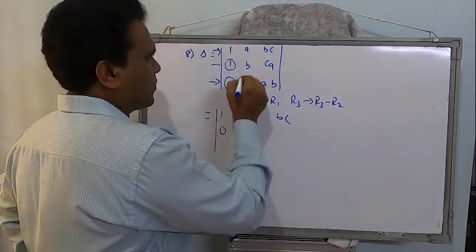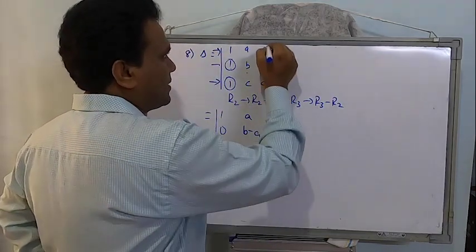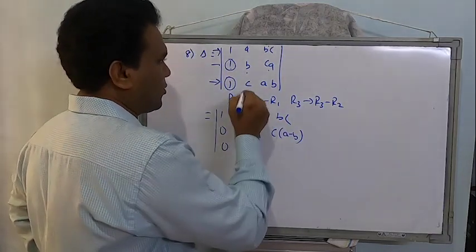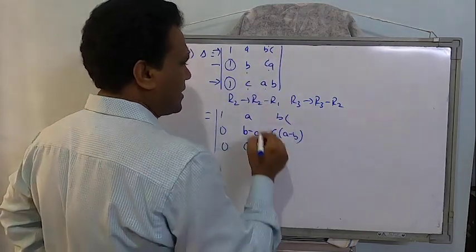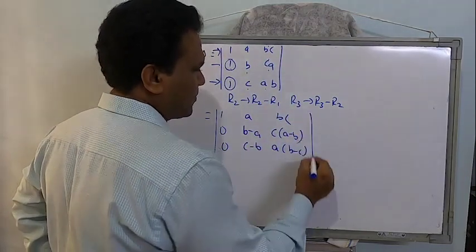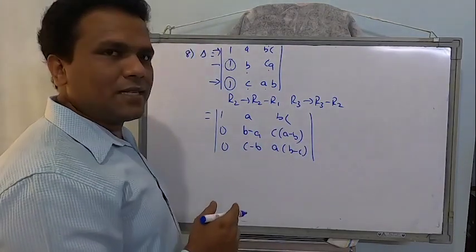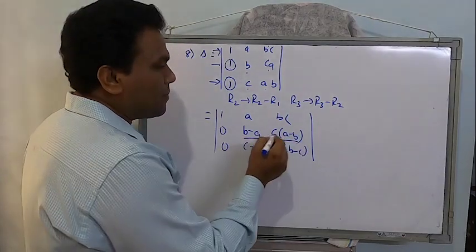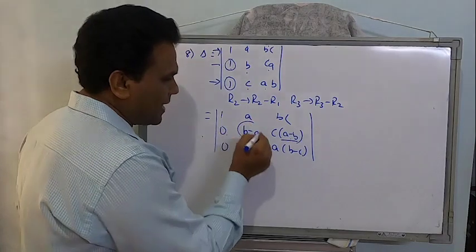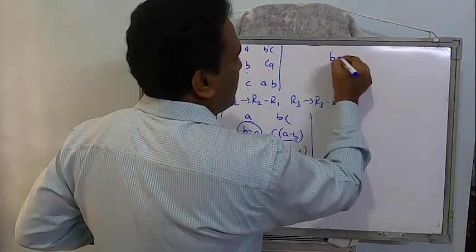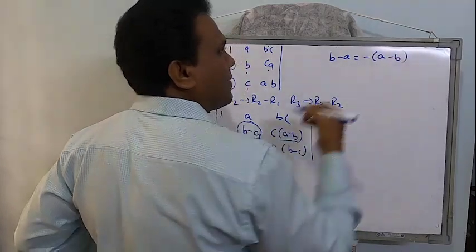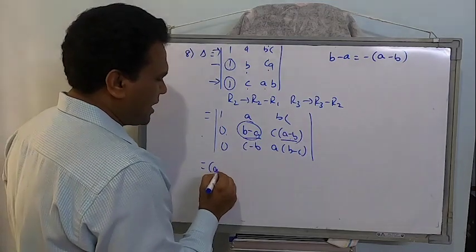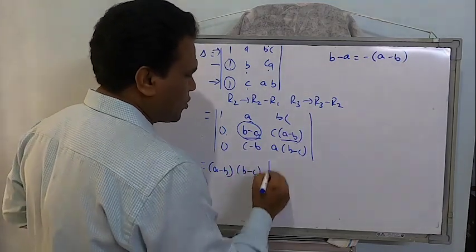So 1 minus 1, 0. b minus a. And between these, c is common, so a minus b. The next one, 1 minus 1, 0. c minus b. And subtracting this, a is common, so b minus c. Once you have made two ones 0, the next step is to take the common element. Here it is a minus b and here it is b minus a. If I take a minus b outside, in place of this it should be minus 1, because b minus a can be written as minus of a minus b. Similarly here, minus 1. So what is common now? a minus b from the second row, b minus c from the third row.